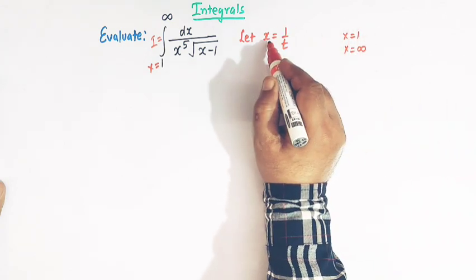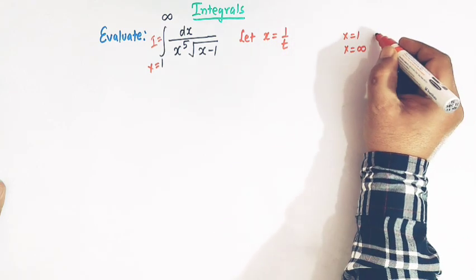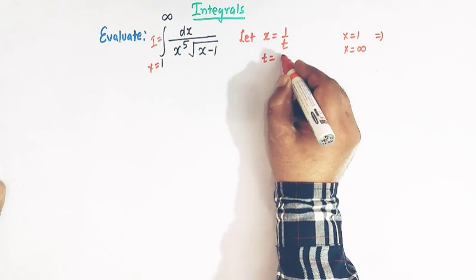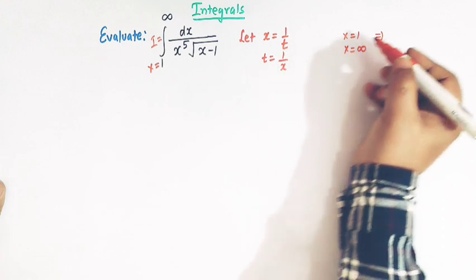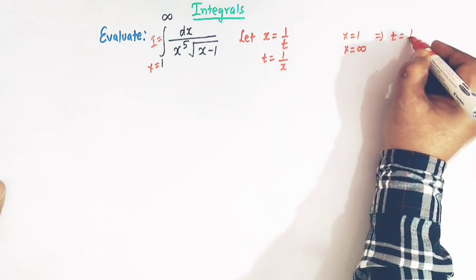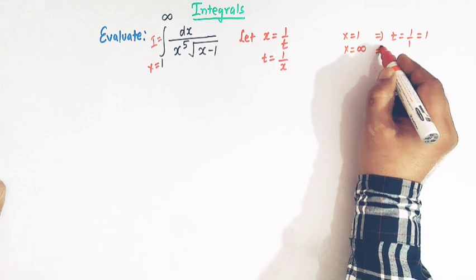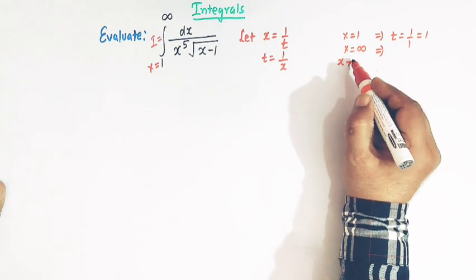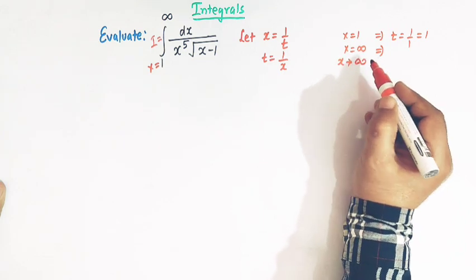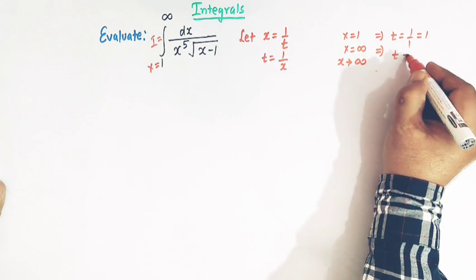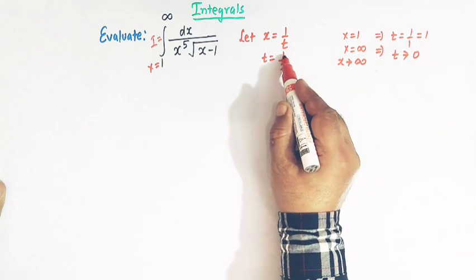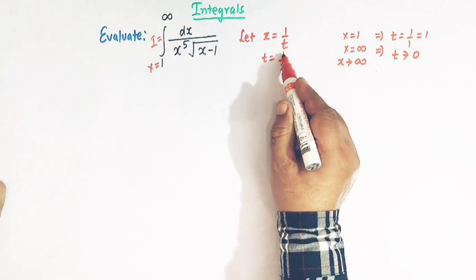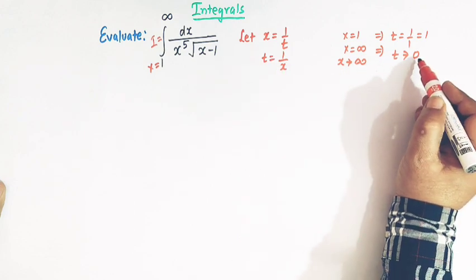When we take this substitution x is equal to 1 over t, we can also write this as t is equal to 1 over x. So when x is 1, t is equal to 1 over 1, that is 1. And when x tends to infinity, then t tends to 0, because here we have 1 over infinity, 1 over a very large number, which tends to 0.